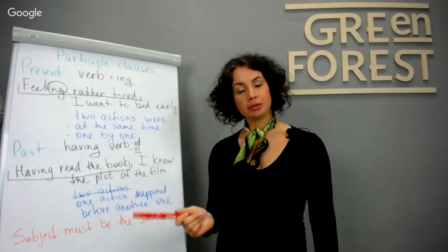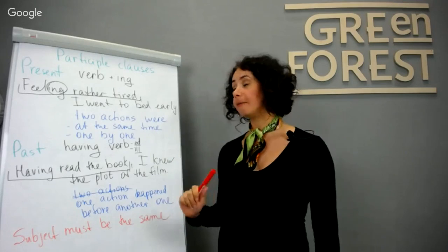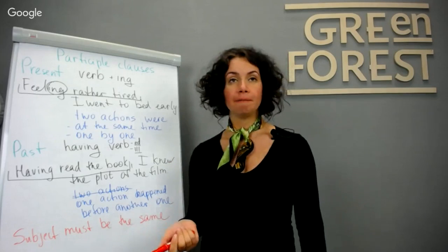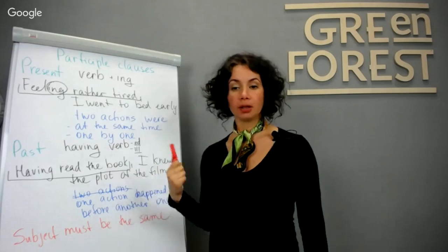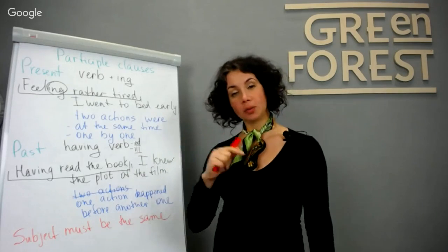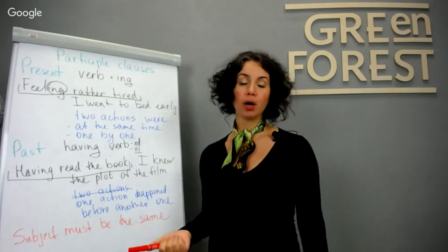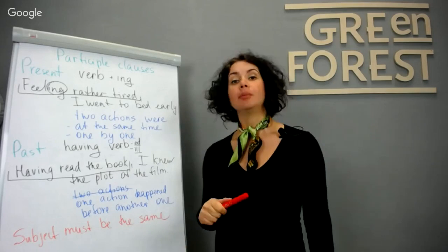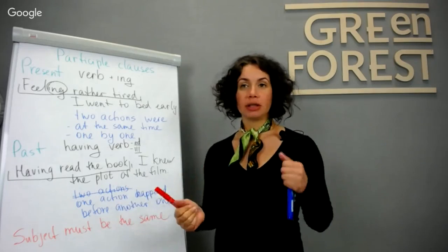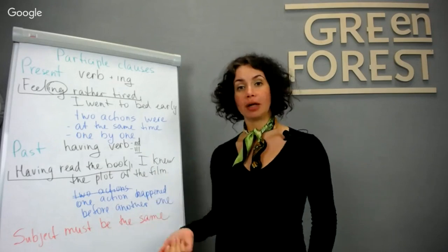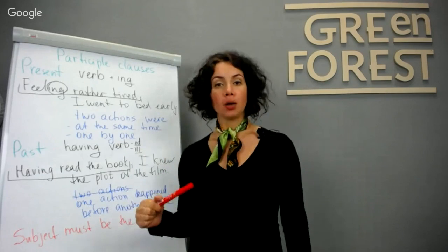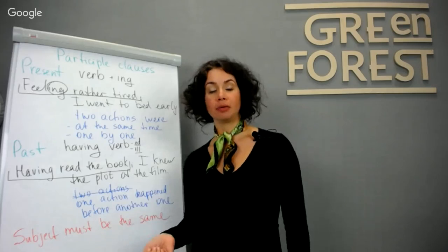If we have two different subjects, the participle clause cannot be used. For example, when I was walking home, my friends met me. So my friends met me, this is one subject, and I was walking home, this is another subject. A participle clause cannot be used in this case because we have two different subjects, I and my friends. But if it is the same, then it is possible. For example, I was walking home when I met my friends.